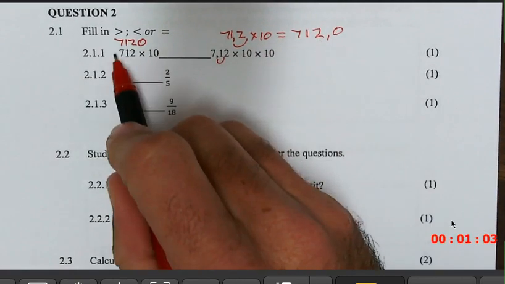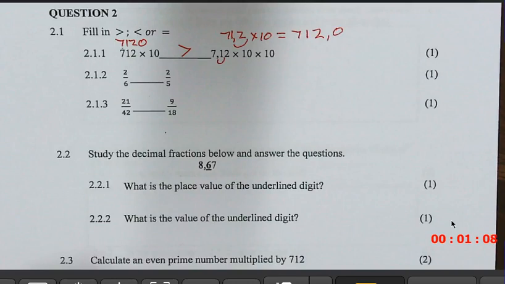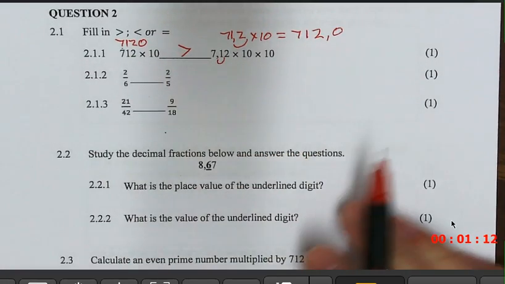Now which one is bigger, 7,000 or 700? The 7,000 is bigger. Remember, the mouth of the crocodile is always open to the bigger value.